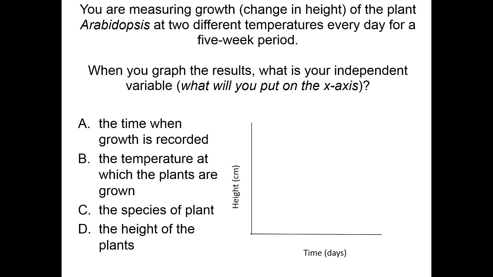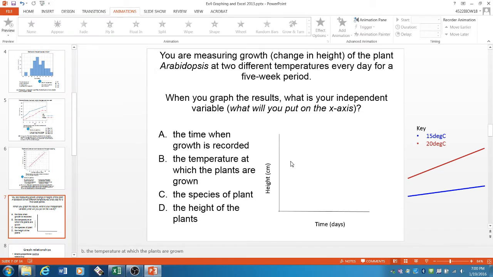So I want to know, when you graph the results, what will be put on the x-axis? What is your independent variable that you will put on the x-axis? Is it the time when the growth is recorded? Is it the temperature at which the plants are grown? Is it the species of the plant? Or is it the height of the plant? Oops, I've kind of given it away.